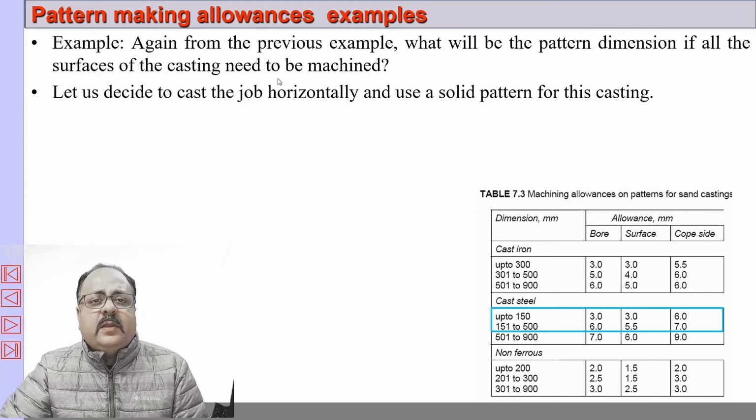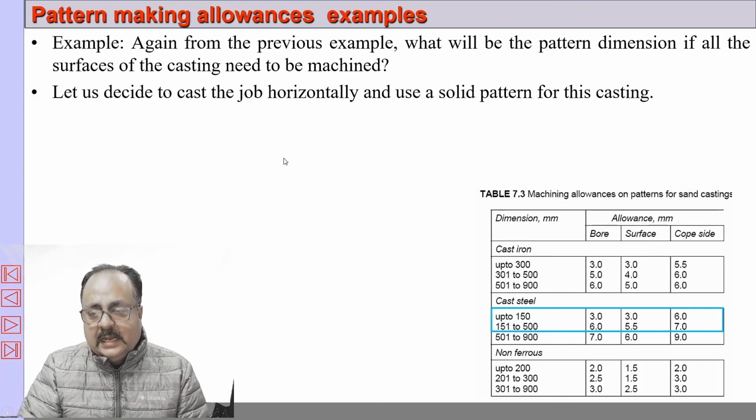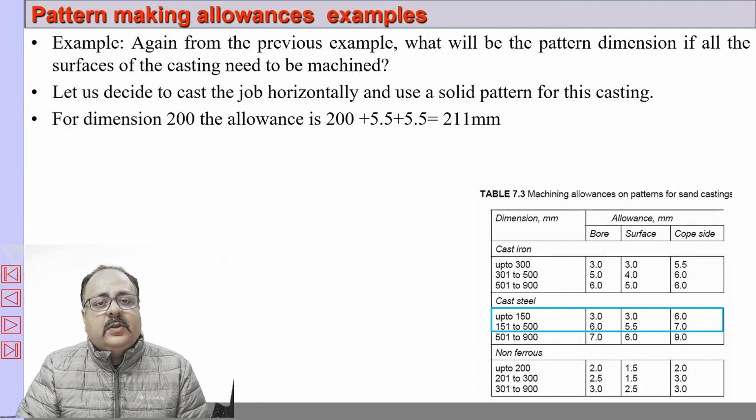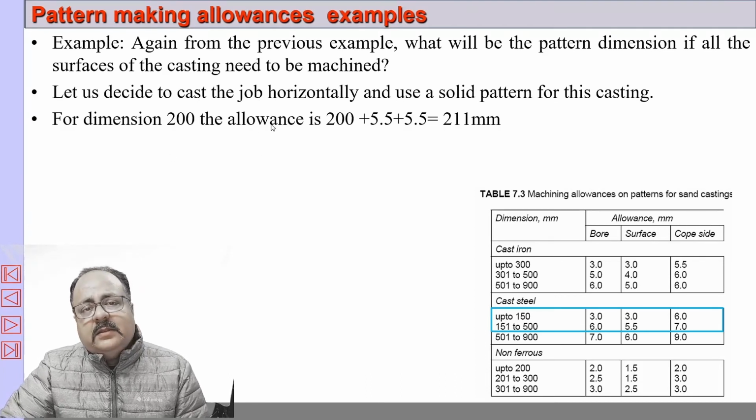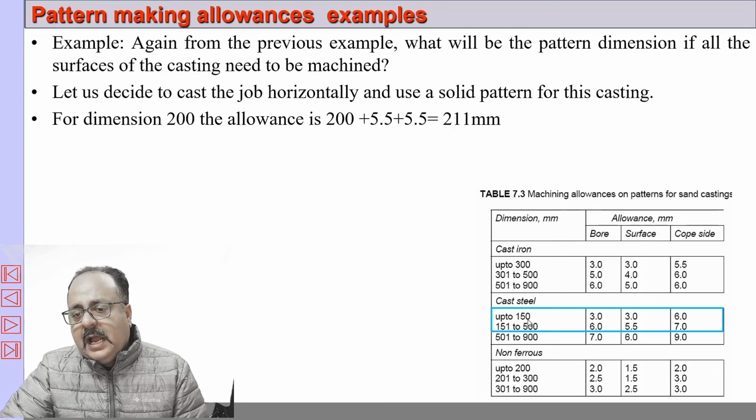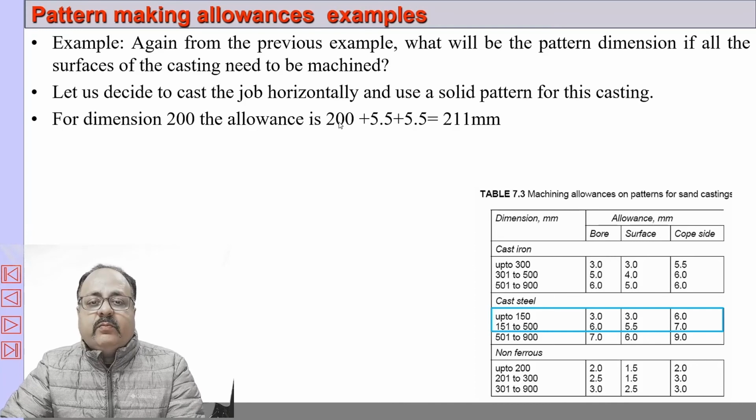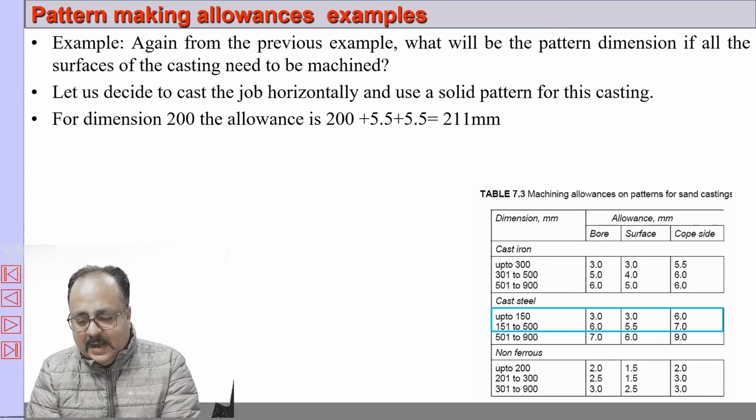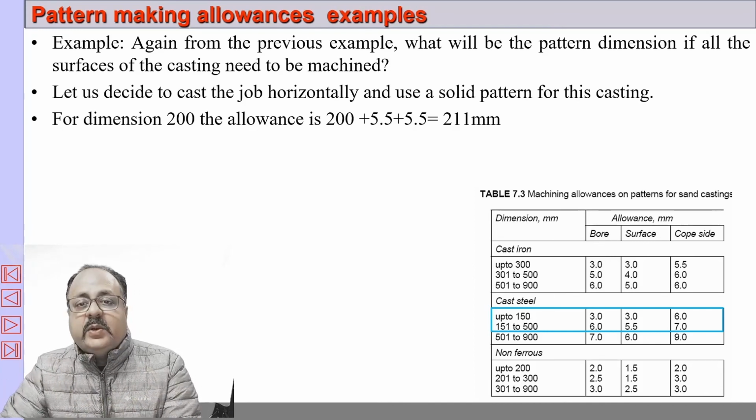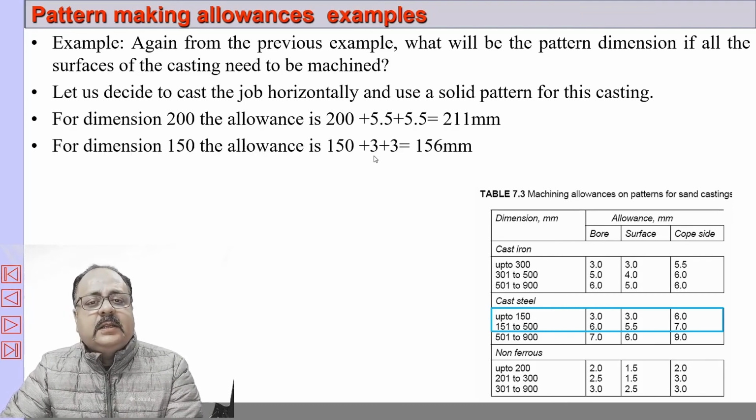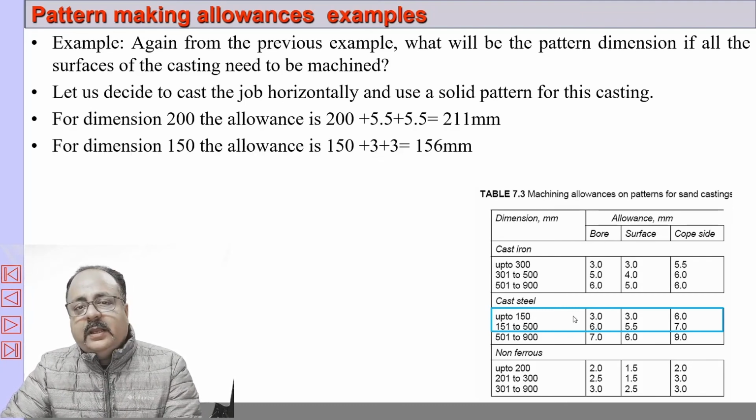Okay, in the previous problem, what will be the pattern dimension if all the surfaces of the casting need to be machined? So we will be calculating the machining allowance. For dimension 200, the allowance is 200 plus 5.5 plus 5.5. For steel, up to 500, it is 5.5 for normal surface. Cope side, it is 7. So both sides will be given machining allowance. So I am adding the machining allowance on both sides. So it is 211.